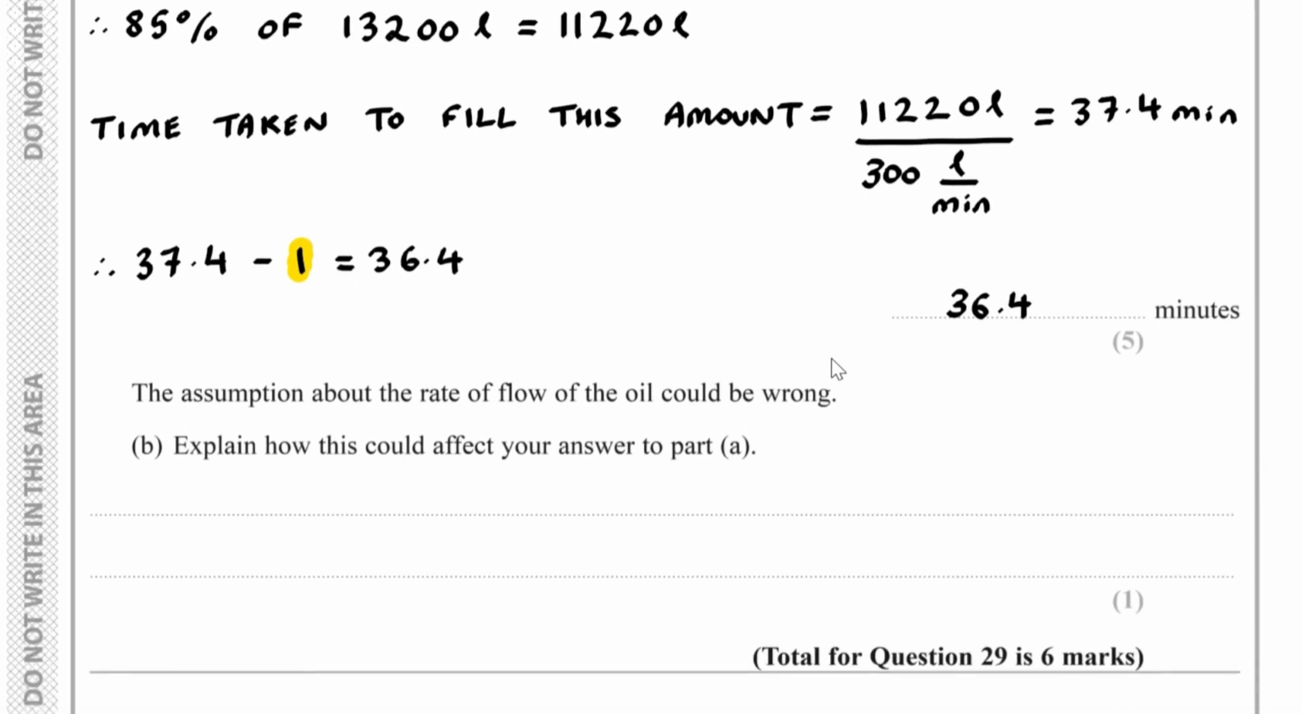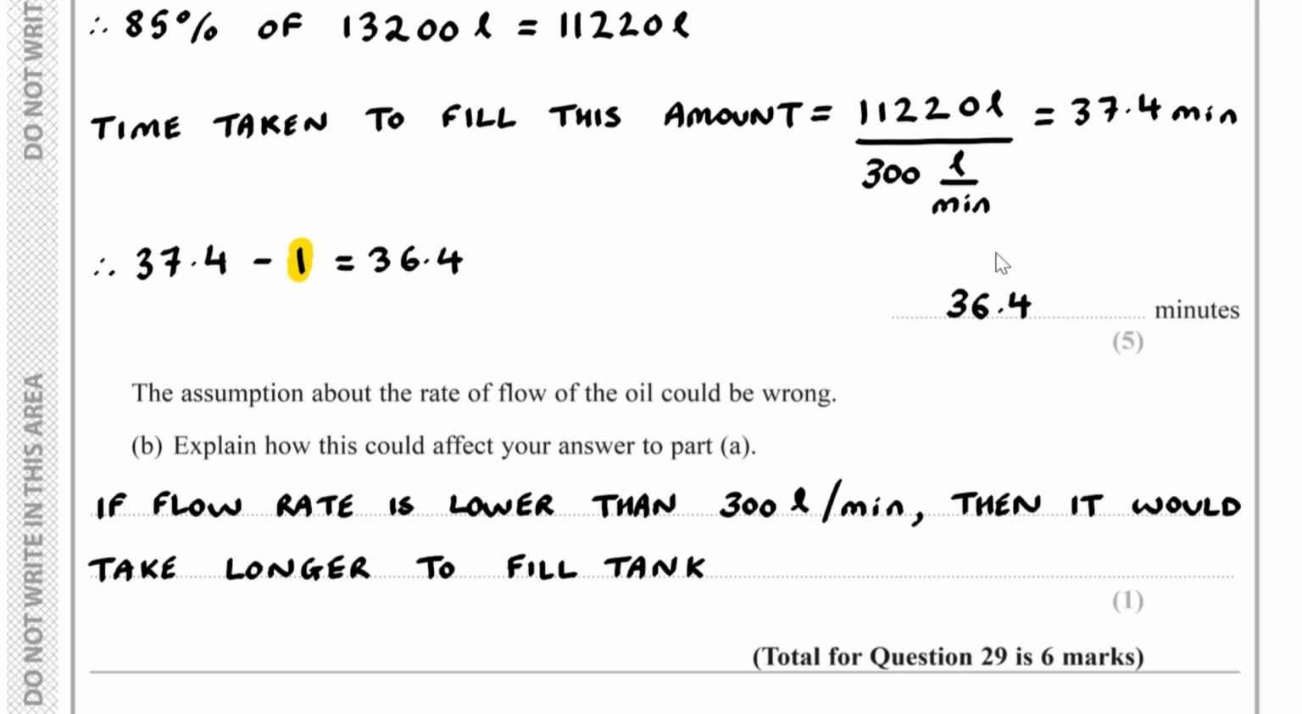Then the assumption about the flow rate of the oil could be wrong. We have to explain how this could affect our answer in part A. Well, if the flow rate is lower than 300 litres per minute, then it would take longer to fill the tank.